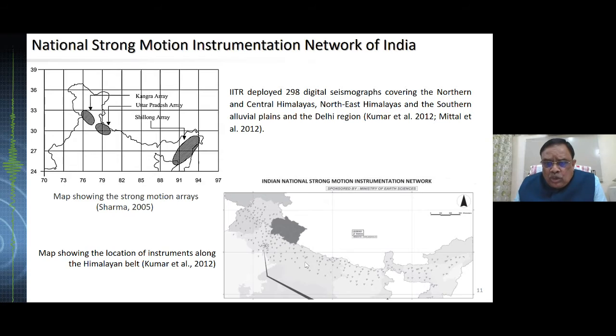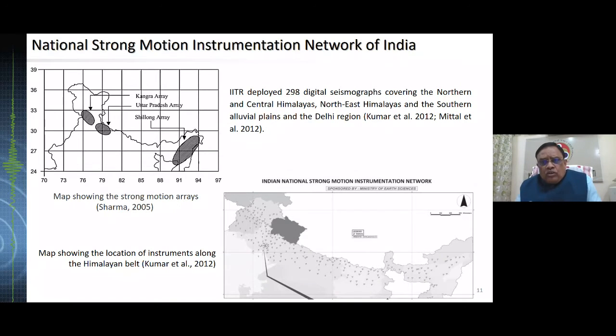So digital seismographs cover the northern and central Himalayas, northeast Himalayas, and southern alluvial plains. We are now going into the southern alluvial plain also to put our instrumentation, which is a very good thing. All this data is currently made available by the National Seismological Center at PESMOS.in. But somehow, there was a break in between in the PESMOS data also. Data of events between 2005 to 2014 can be obtained from the PESMOS website. The data from the analog seismographs between 1985 to 1991 and after 2014 can be obtained from the Center for Engineering Strong Motion Data and the virtual data center of the Consortium of Organizations for Strong Motion Observation Systems, COSMOS.